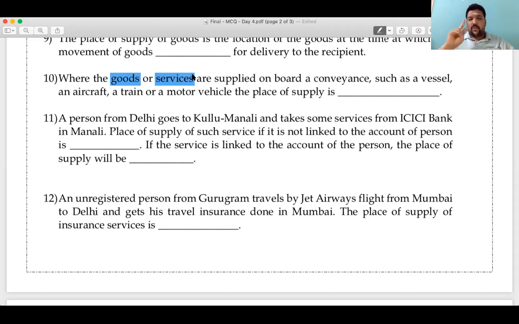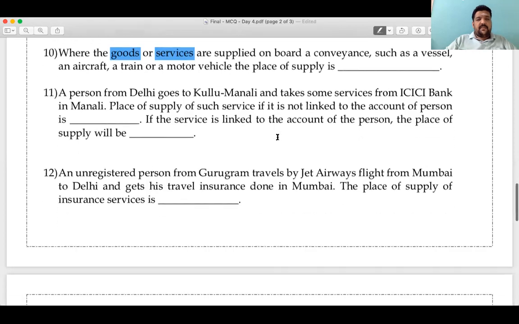See, here you will have 2 answers. From a goods perspective, the answer would be the place of supply is the place where the goods are taken on board. From a service perspective, the answer would be the first scheduled point of departure. You have to write both answers, because for goods the answer is different, for services the answer is different. It's not that we have a single answer. We have 2 different answers, and both answers have to be highlighted.